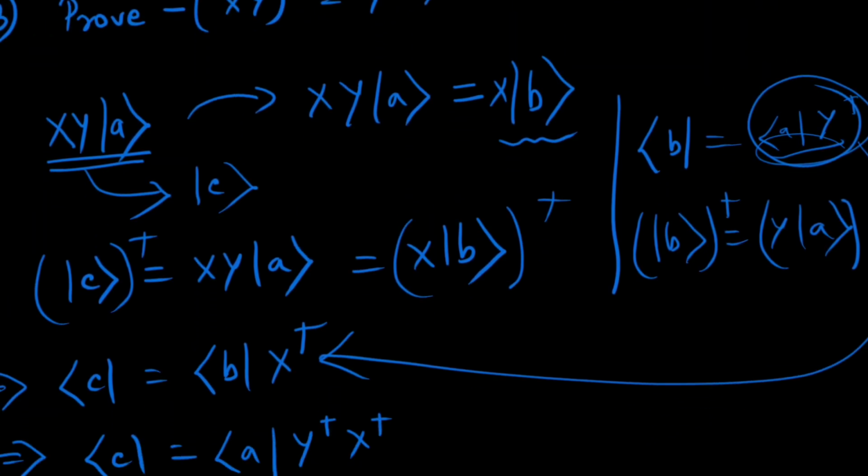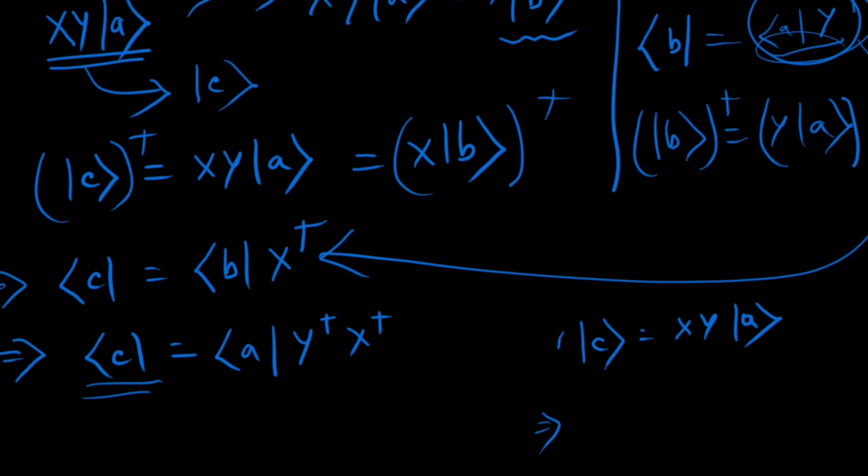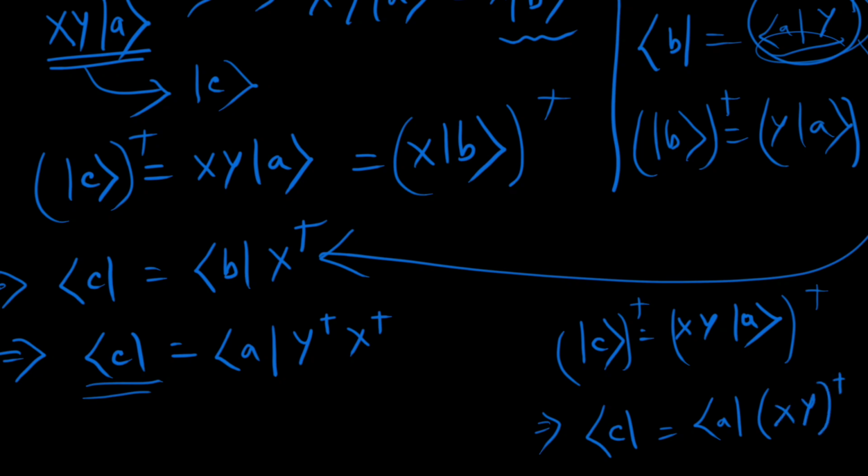So now what is C? C is nothing but x and y acting on A, right? Sorry, this would be the ket. So now if we take the Hermitian conjugate on both sides, what do we get? We get the bra of C equal to the bra of A and the Hermitian conjugate of xy acting on A.